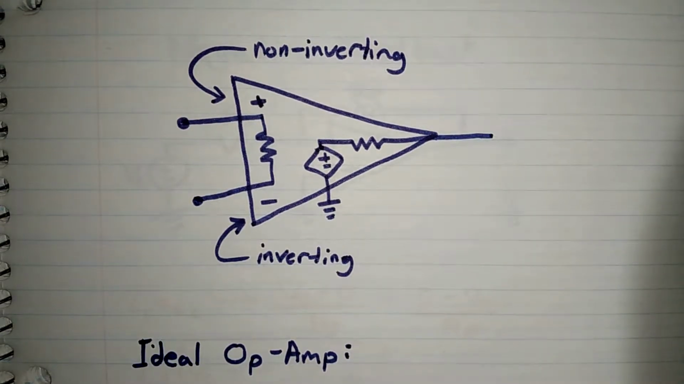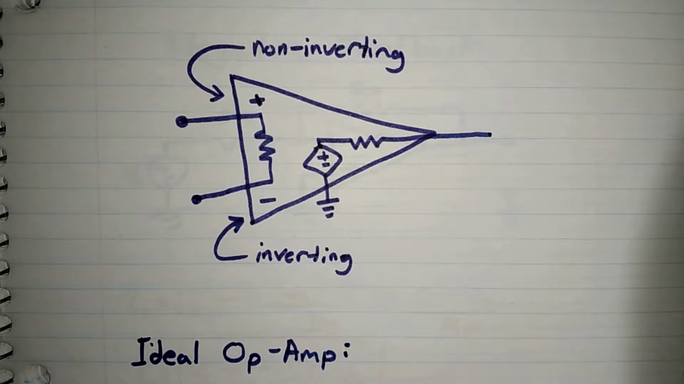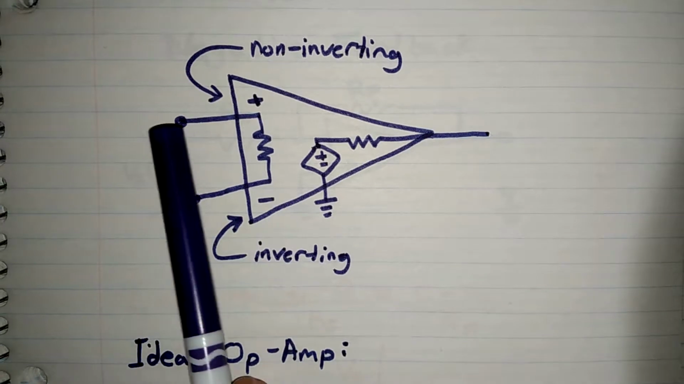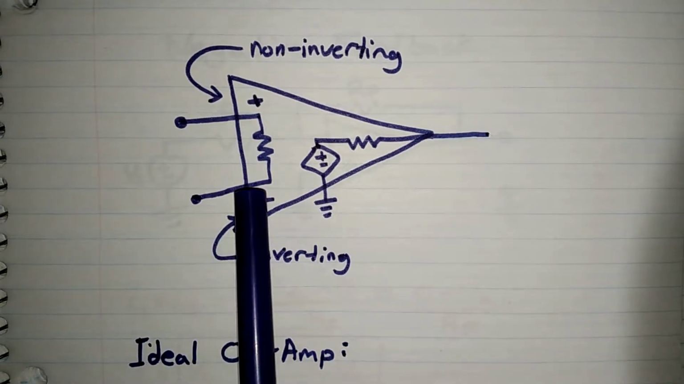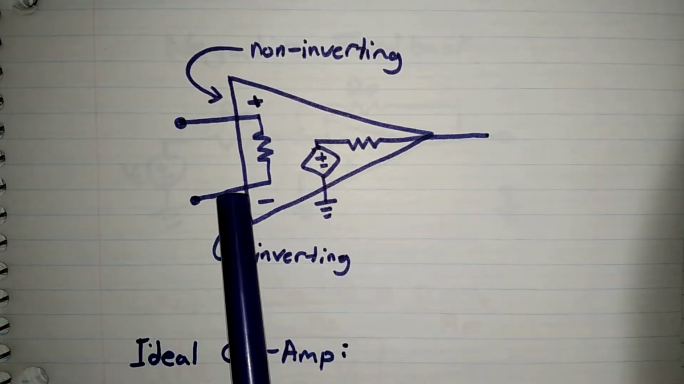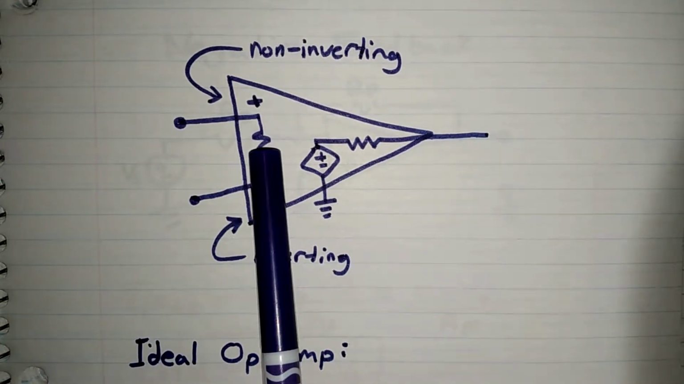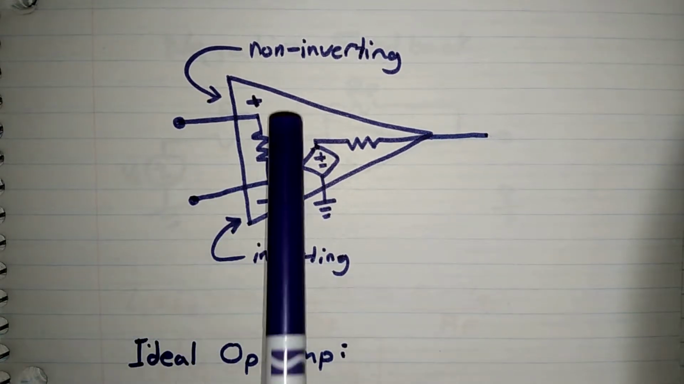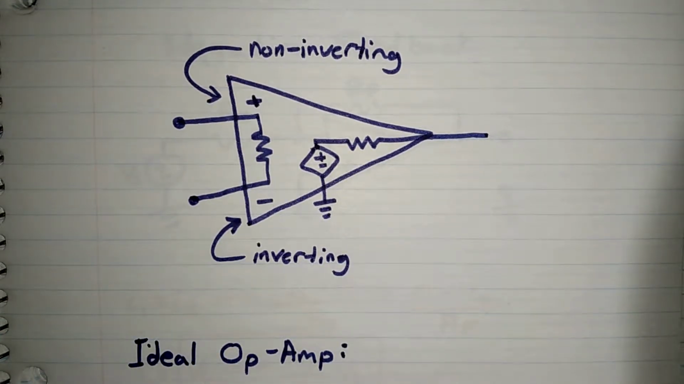So this is a basic diagram of an op amp, an operational amplifier. We have the two inputs, a positive input and a negative input. We call the positive input non-inverting and the negative input inverting, with a resistance between them to represent the power loss that's going to be happening within the amplifier.